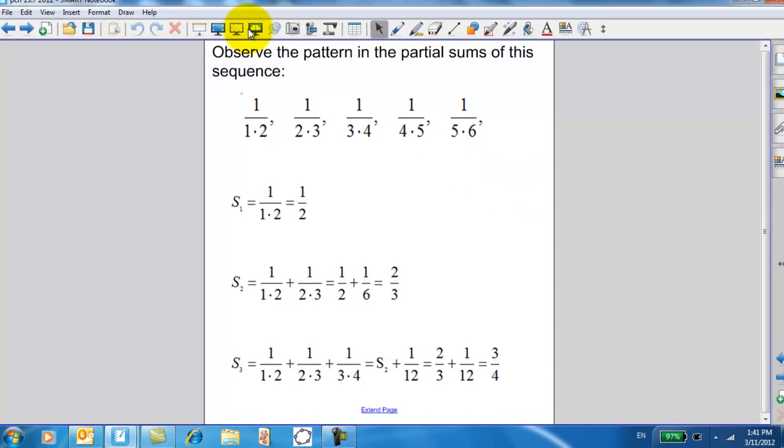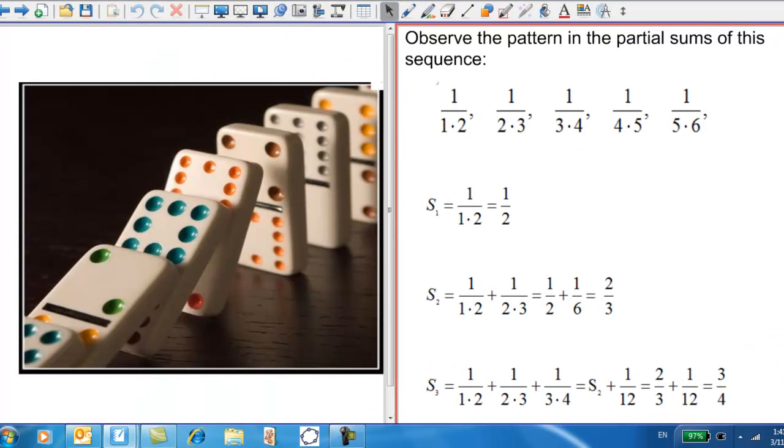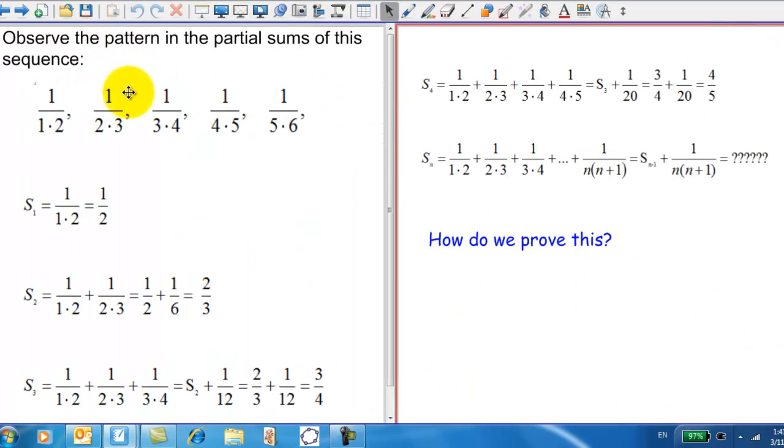Let's take a look at this example here. We want to look at the pattern in the partial sums of this sequence: 1 over 1 times 2, 1 over 2 times 3, 1 over 3 times 4. The sum of the first one term is a half, because it's just the first term. The sum of the first two terms is a half plus a sixth, or 2/3.